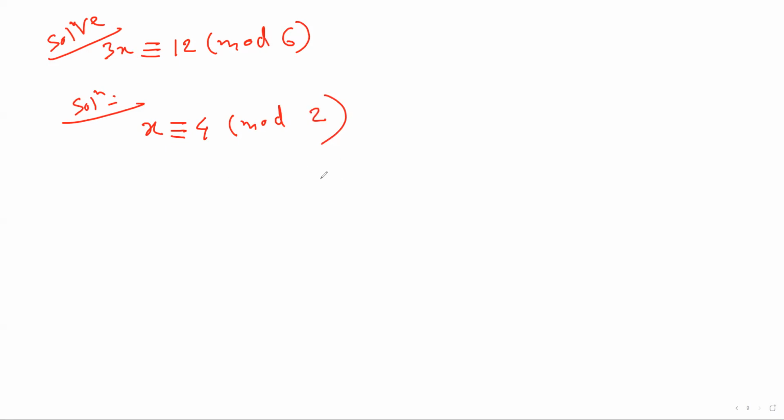Now this is the solution, no doubt, but here is a problem. Let's write another line. x is congruent to 4, which is 0 mod 2, right? Now, how many numbers are there modulo 2?